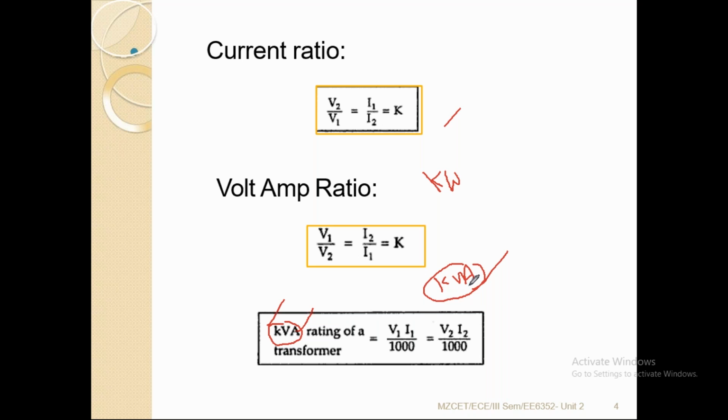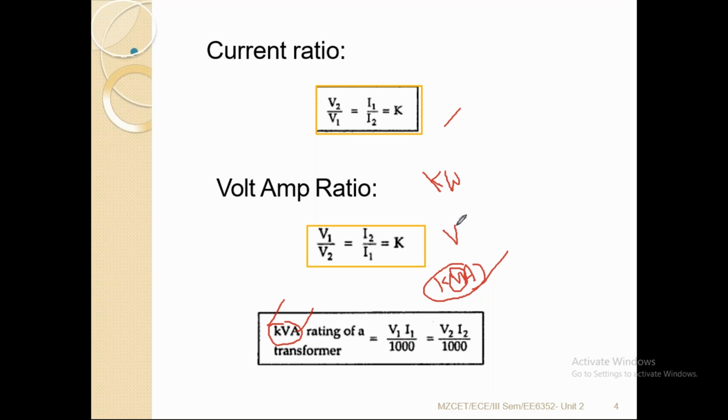Why is the transformer rating represented in kVA? Generally in a transformer we face two types of losses, right? One is iron losses, another one is copper losses. Iron losses depend on what type of material we are using. Iron losses are a combination of eddy current and hysteresis losses, and copper losses depend on the load. Here the iron losses depend on what amount of voltage we are applying to the transformer.